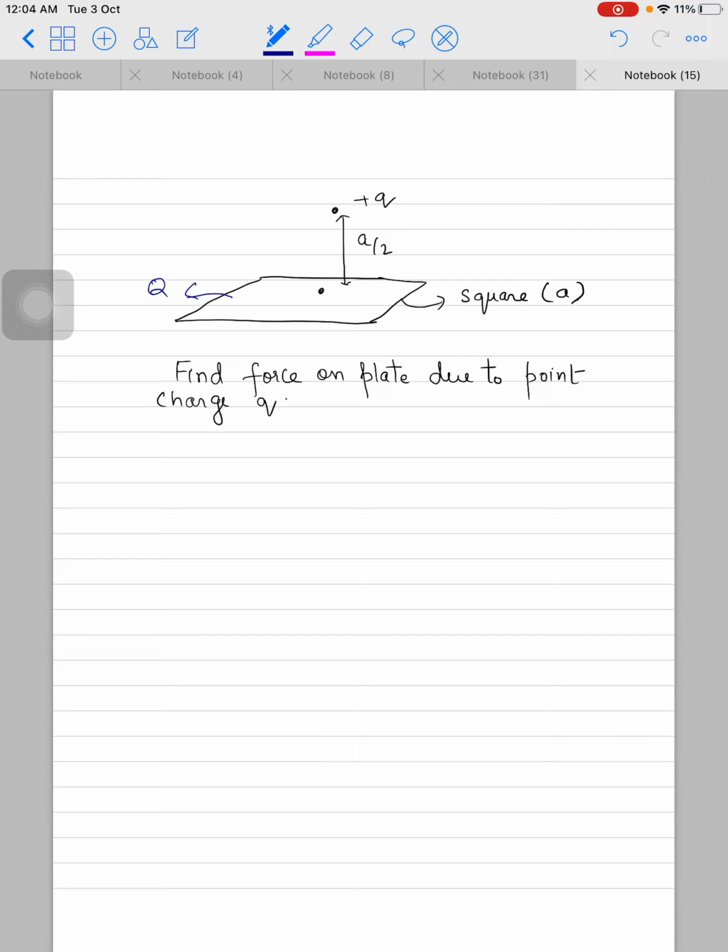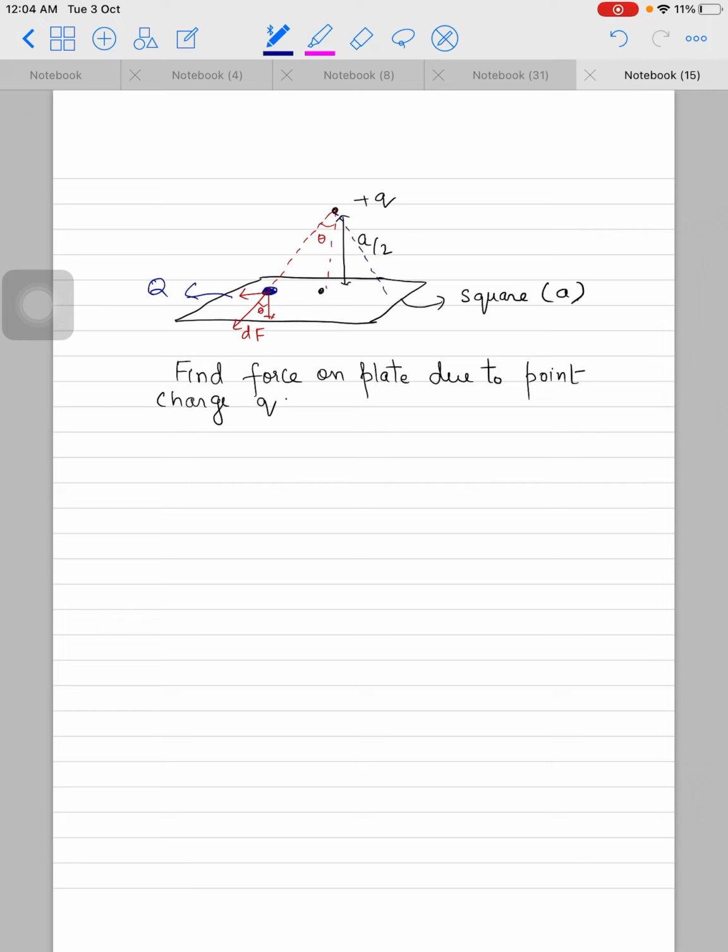So for that, let's take a small area somewhere here. If you take a small area here and try to find out the force due to this point charge, it will be somewhere here, dF. You can see it will have two components. If you take this as theta, and this also will be theta, these two components, one will be parallel and one will be perpendicular.